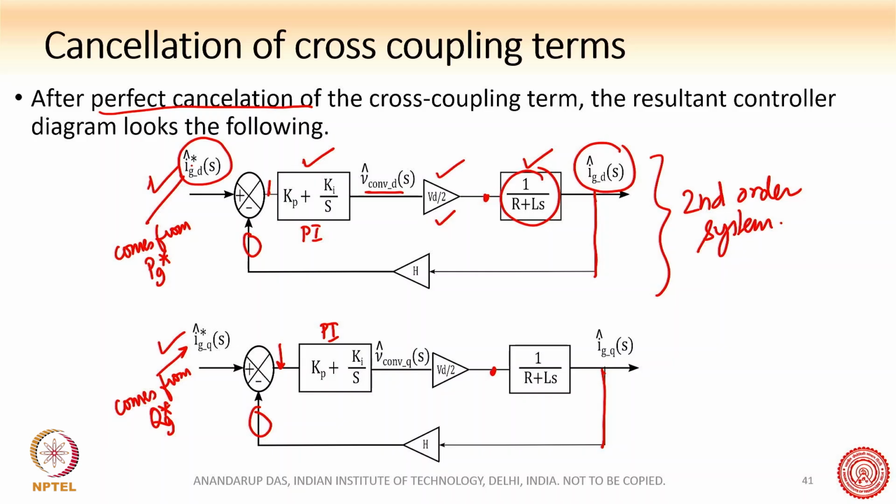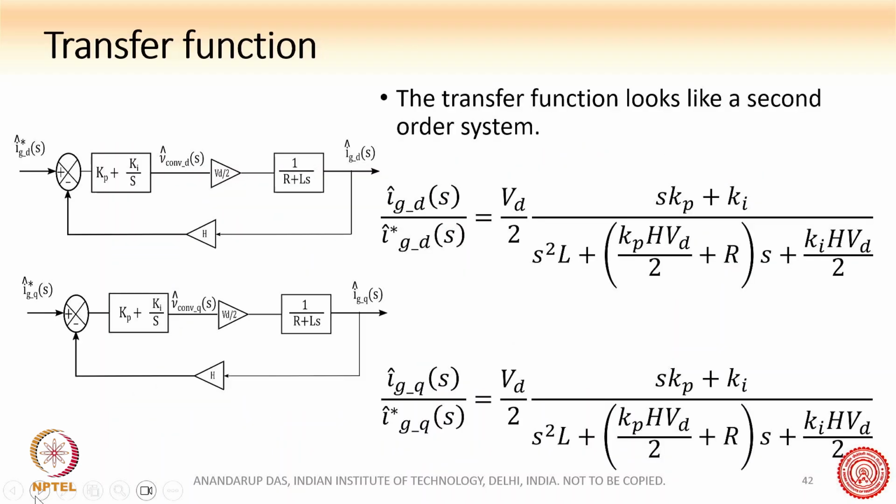Okay, this was actually the aim from the beginning. We want to make sure that this system behaves like a second order system, because we understand the second order system very well. So this was the aim, and we have been able to do that. Here you can see the transfer function looks like a second order system. So you will see IGD star is something like this equation. This you can just see from the diagram and find out yourself.